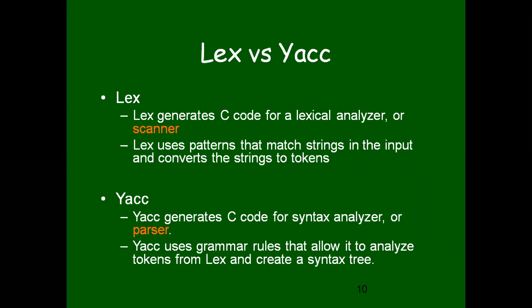Lex generates C code for a lexical analyzer, as we already saw in the three-step process of generating a lexical analyzer. Lex generates C code for a lexical analyzer or scanner. Lex uses patterns that match strings in the input and converts the strings to tokens. By knowing the definitions of token, pattern and lexeme, and how to convert a sequence of characters into a sequence of tokens, these two points are implemented by using this tool.